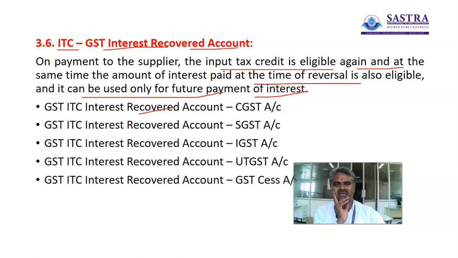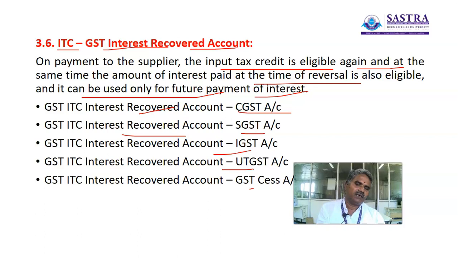So the GST ITC interest recovered account: CGST, SGST, IGST, all. Whenever you take an individual component like output tax liability, input tax liability, reverse charge mechanism, interest payable, interest recovery, we have to adjust in all the three. That is very, very important. Three in the sense what? CGST, SGST and IGST. If GST is possible, we can consider that also.